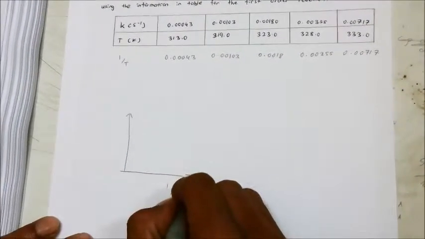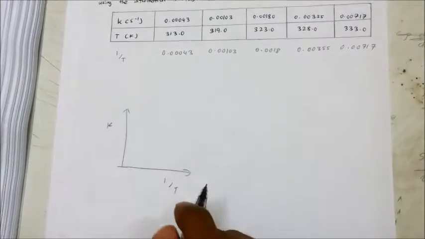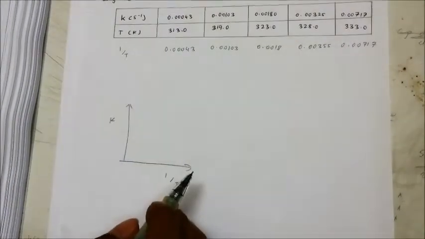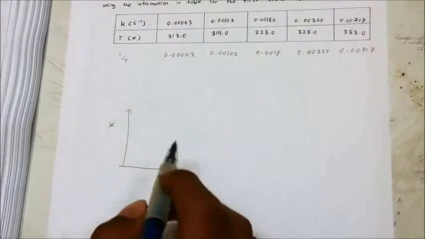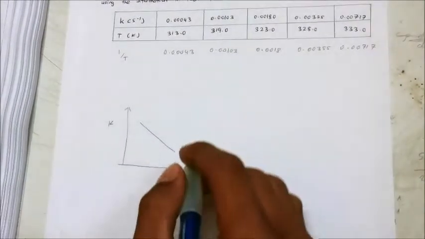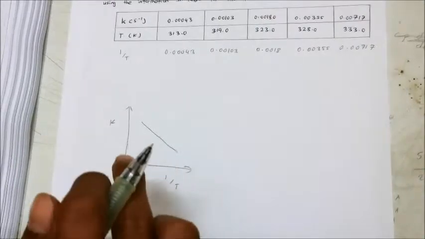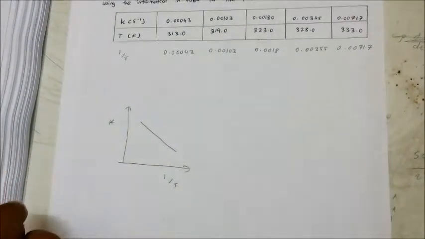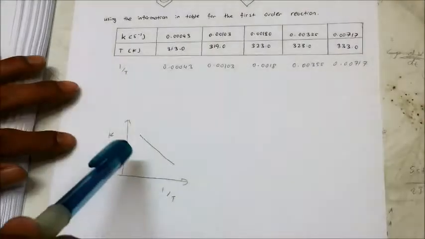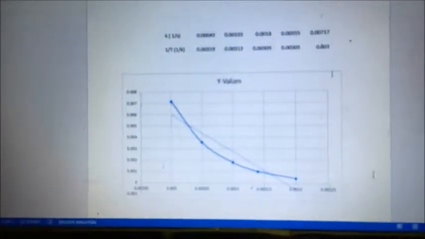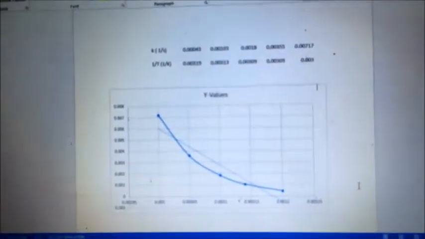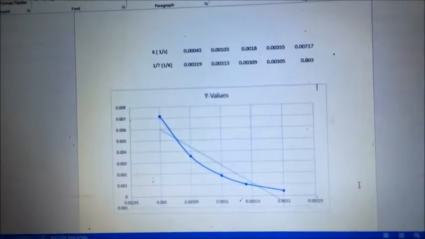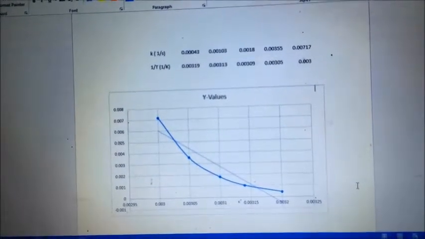1 over T and k. 1 over T is the x-axis and k is the y-axis, and then you get a best fit line, and you get the equation from the graph. So I have obtained the graph from this table. It basically looks like this. As you can see, the x-axis is 1 over T, and the y-axis is the value of k.